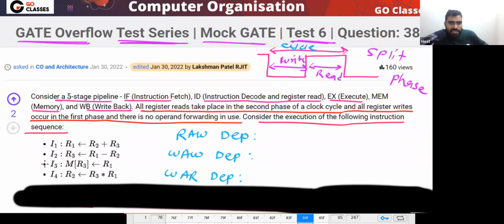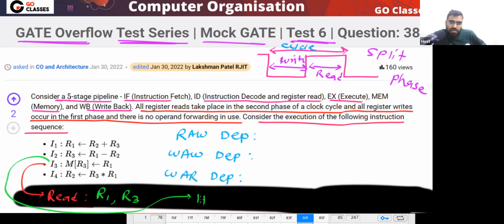How many RAW dependencies? You tell me, in this I3, which register are we reading? Remember, we are reading R1 also. We are reading R3 also. We are not writing into R3. In this instruction, we are not writing into R3. We are writing into the memory. R3 has the address, and in that memory location we are writing. We are not changing R3. So remember this point.